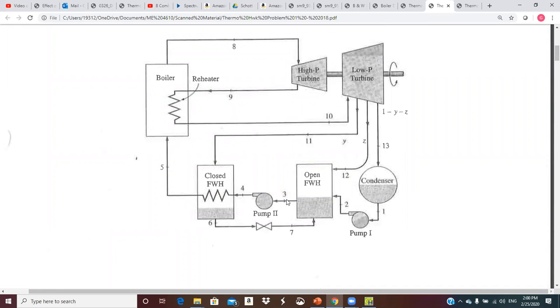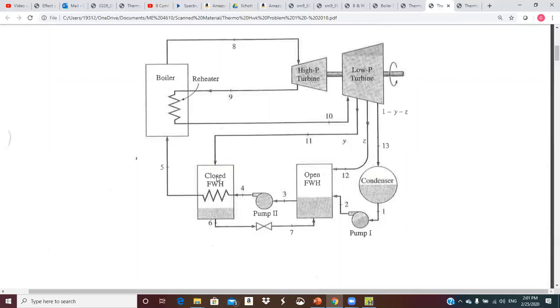Okay, so that would be the open heater. The pressure in here is assumed to be the extraction pressure. Unless you're told something different, in these problems we usually don't account for any pressure drop. So that would be the extraction pressure, the pressure throughout this feed water heater.